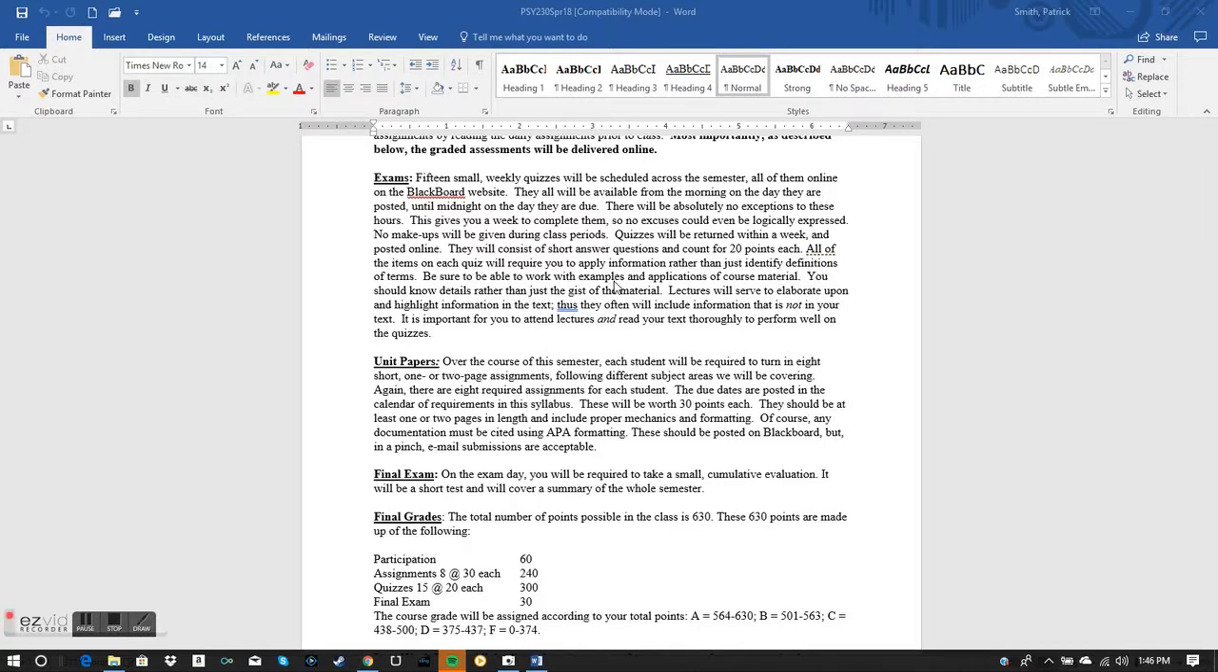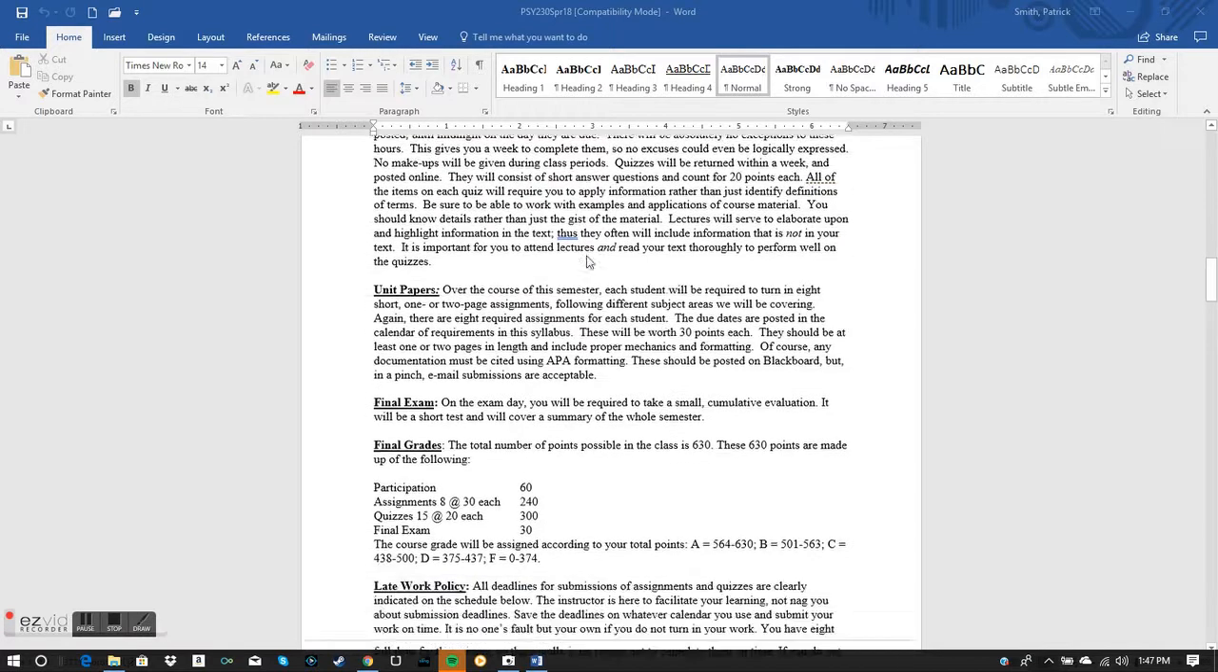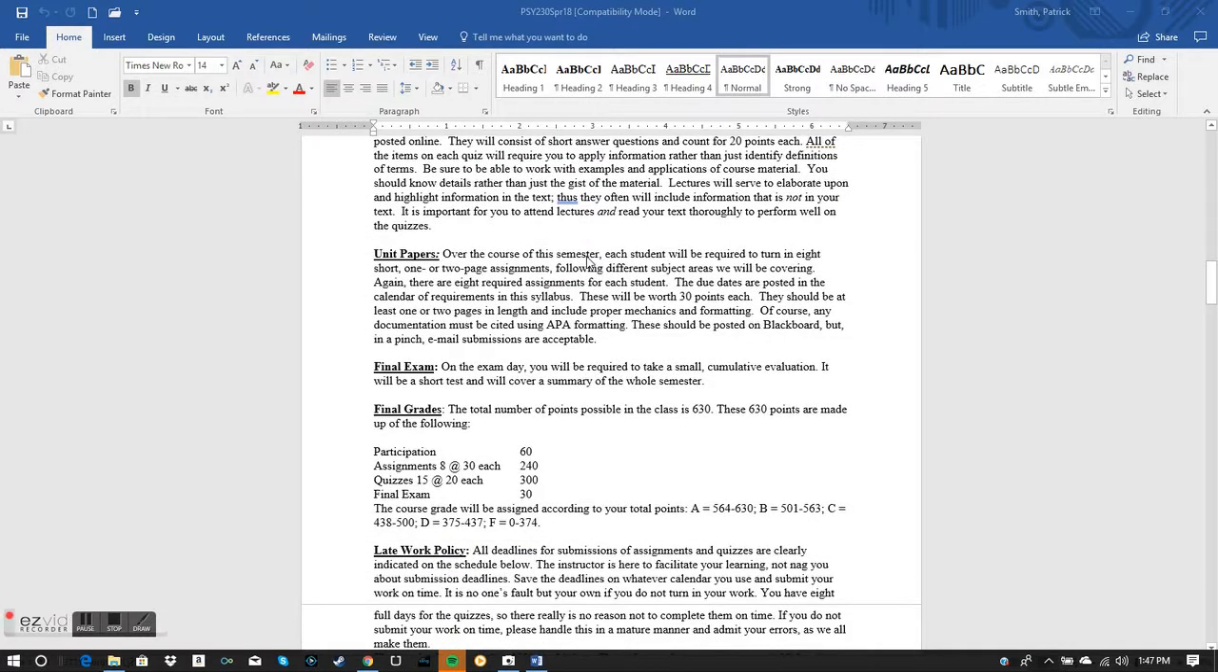Under exams here, it says 15 small weekly quizzes. They're weekly. They cover the chapters that you read. The way you prepare for them is to read the chapter and to get ready. There'll be, as you can see, short answer questions that count for 20 points. The whole quiz is 20 points. A couple of questions. You just want to think about what you've read, apply the principles, and that's what that is about.